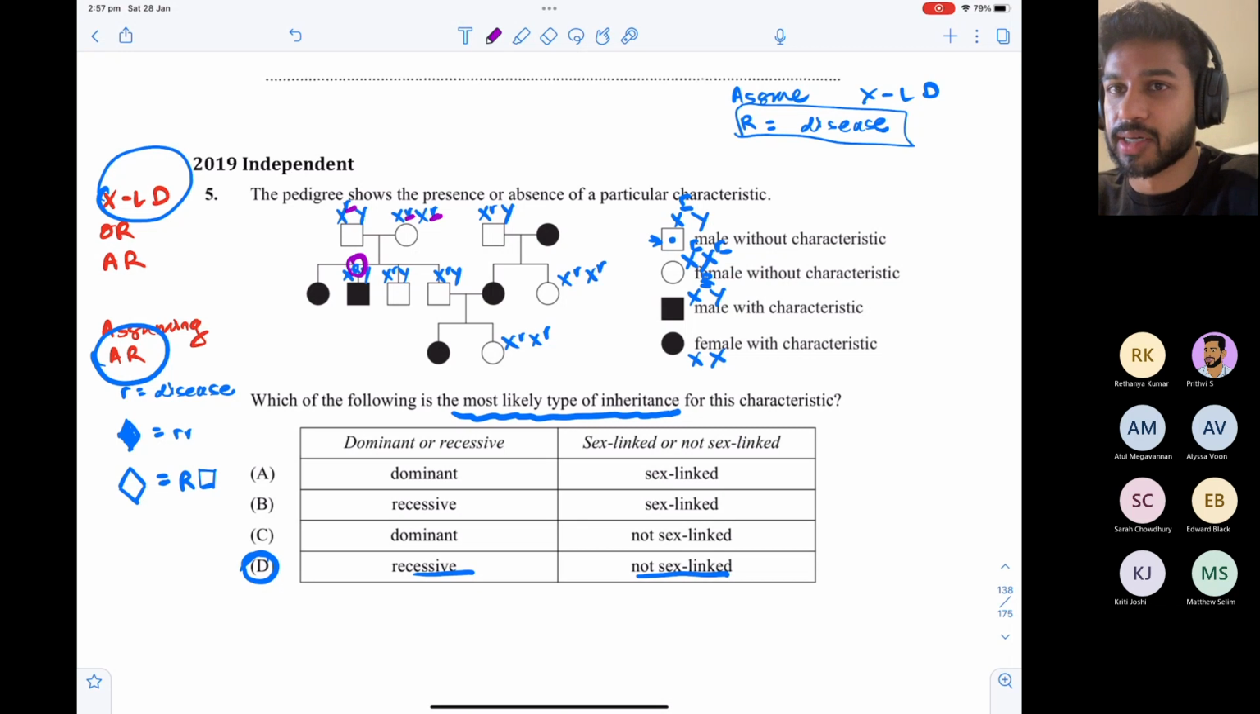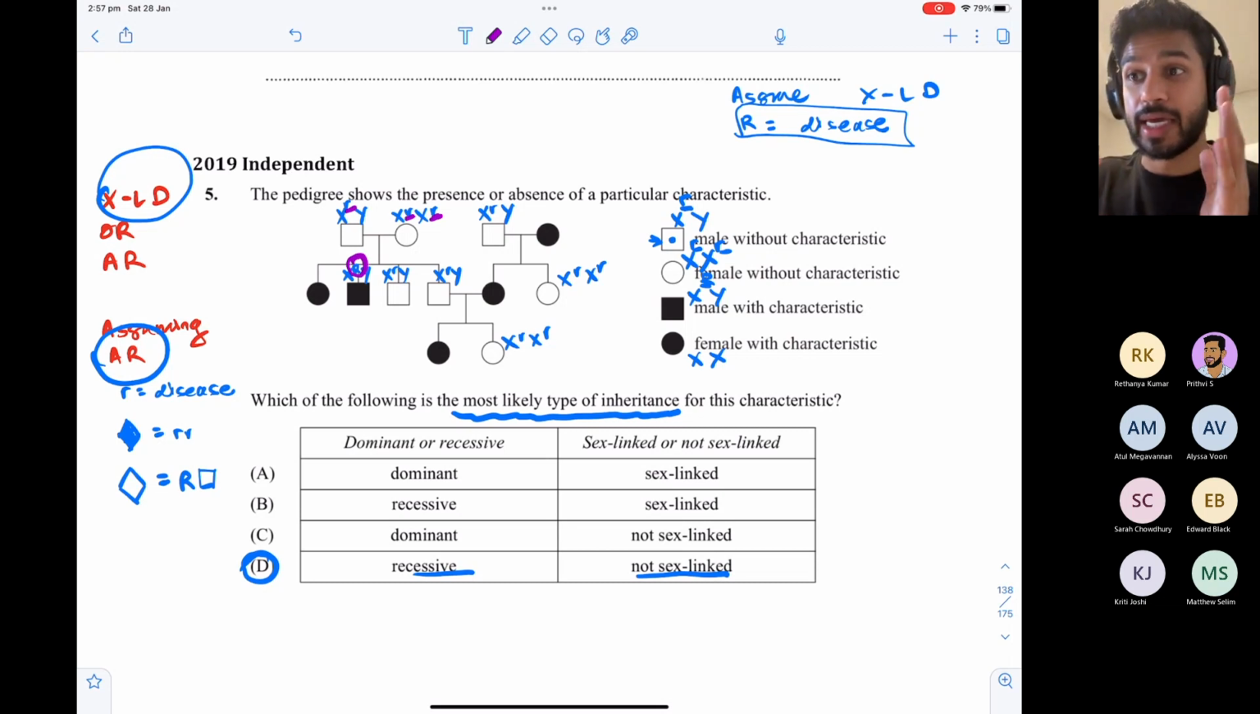But can everyone see the steps to answer a pedigree? 3 steps, right? First step is, are more males affected or are more females affected? And then you can guess whether it's sex-linked dominant or recessive. Second question is, are there 2 parents of one color and a child of the opposite color? And that will tell you straight away, if it was autosomal, it'll tell you the exact pattern of inheritance.